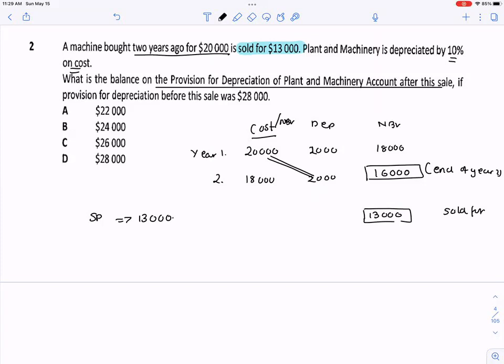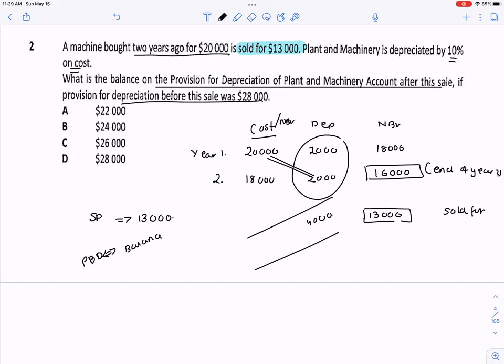So the sale is done. What is the accumulated depreciation of this asset? 2,000, 3,000, 2,000. Total 4,000. Depreciation is how much? 4,000. Okay. Balance of the provision for depreciation account before sale. The provision for depreciation account had a balance of how much? 28,000 before sale.